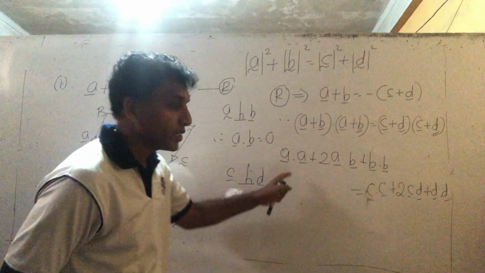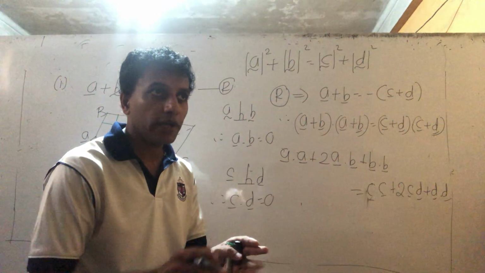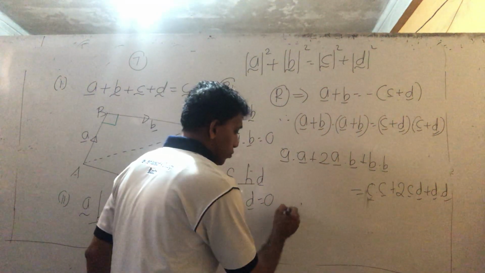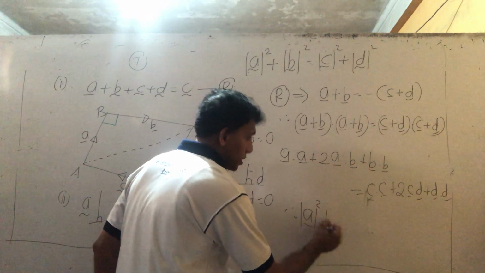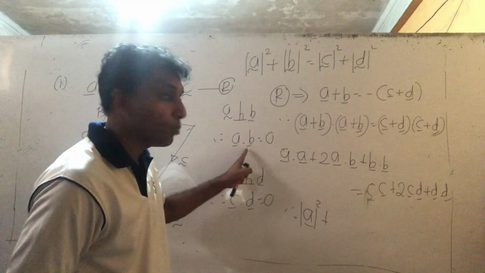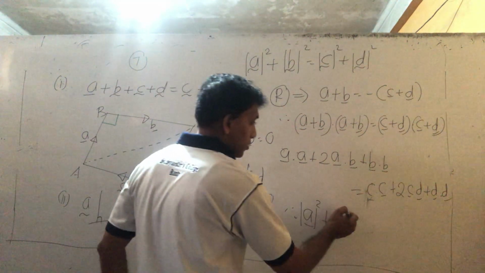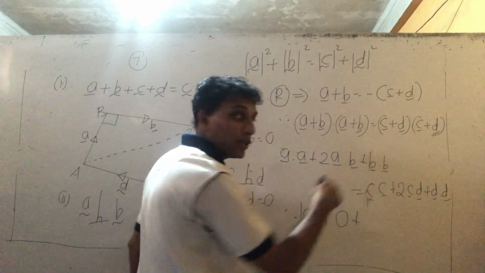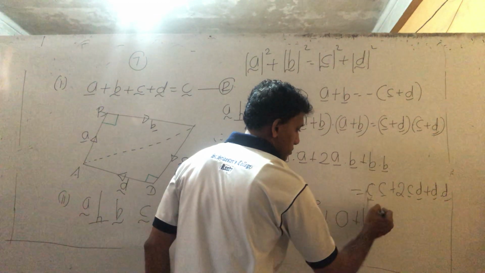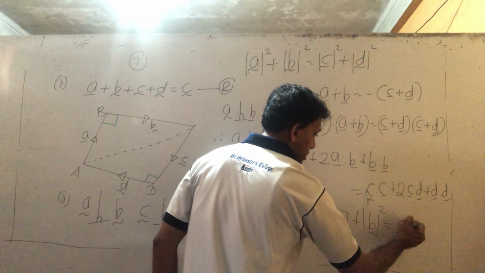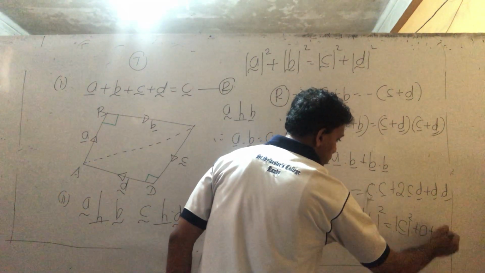So what is A dot A? Mod A cos 0, mod A square of that. Therefore, mod A square plus, you know A dot B is 0 because they are orthogonal to each other, right? Angle vectors, they are 0. Mod B square. The same method, mod C square plus 0 plus mod D square.